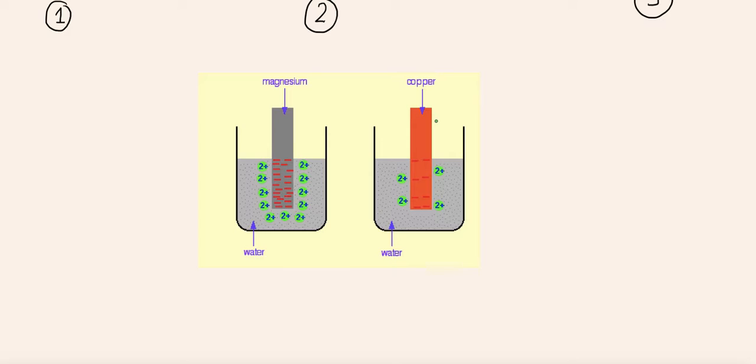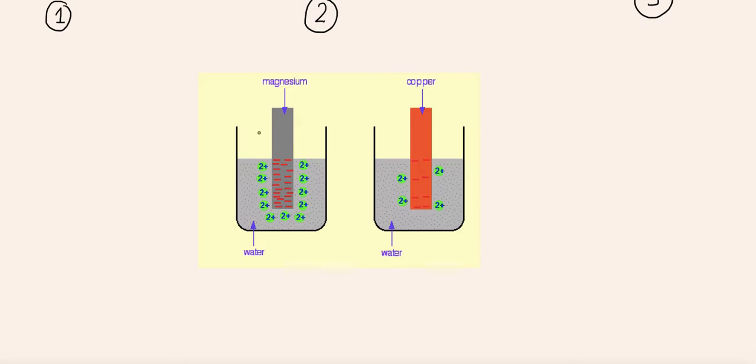What is the reason behind this? The reason is magnesium is a very reactive metal. It will ionize more readily as compared to copper. It will lose the electron more readily. So a lot of electrons will accumulate on the magnesium ribbon. Copper is a less reactive metal, so it will not lose the electron readily. So there are fewer electrons on the copper metal.